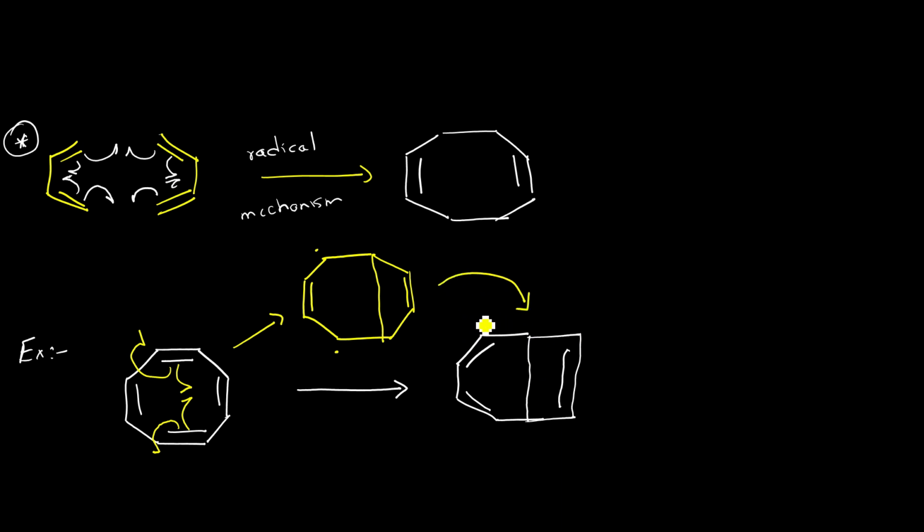Now the next step would be what happens. There are two radicals here, so I'm going to push these radicals to form a new bond here along this unbroken pi bond. Now we have this particular structure, right? So this is the mechanism. Now as a final example, let's take another one. So the same reactant, the same molecule. Okay, we have the same molecule. I want you to try the radical mechanism to obtain this guy.